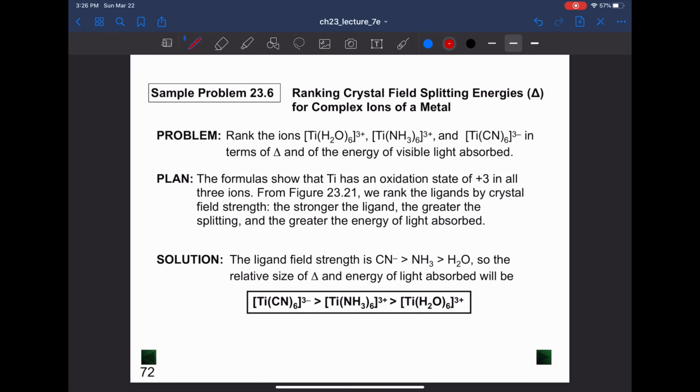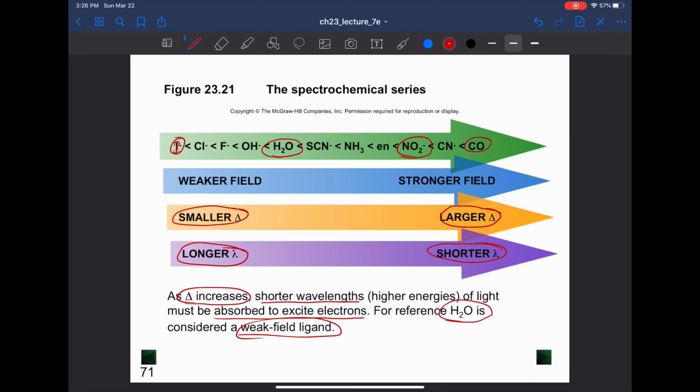So let's compare here for titanium, where you have H2O ligand, NH3 ligand, and CN ligand. Now we are ranking them based on delta and the energy of the visible light absorbed. Now let's look at each of them in this diagram.